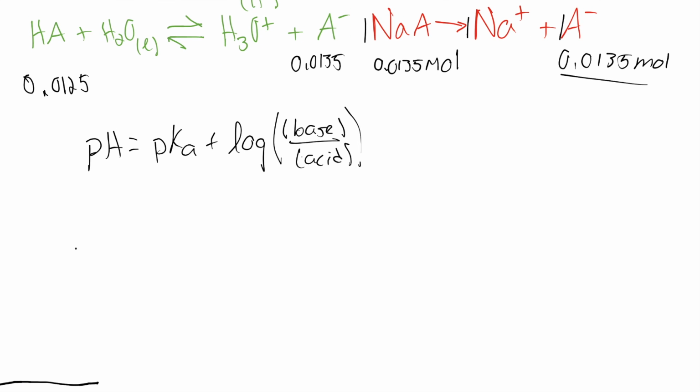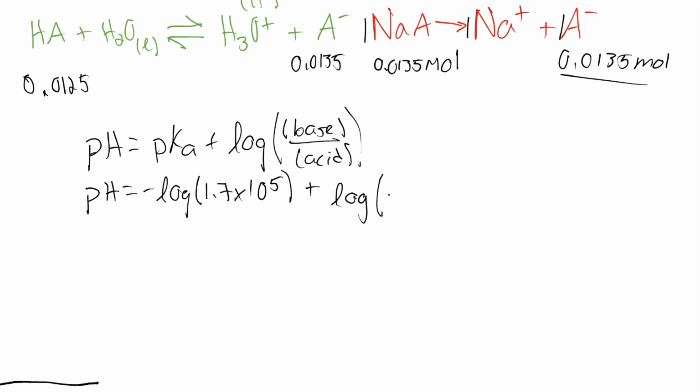Okay, so we know that pH is equal to the negative log of the Ka, which was 1.7 times 10 to the negative 5, plus the log of the moles of the base, which is 0.0135, over 0.0125. And so what does that give us?